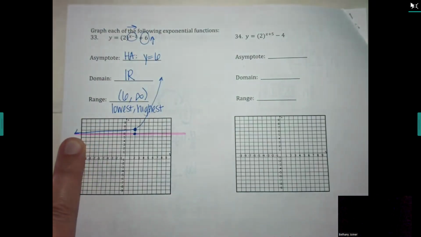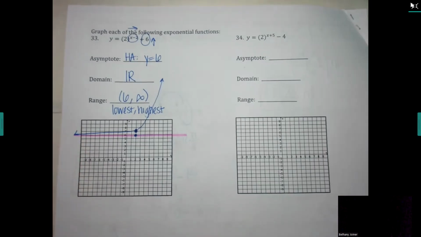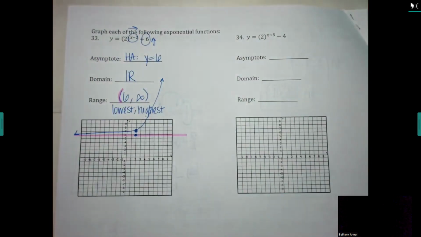Now, one other thing I want to point out to you is that does my graph actually get to 6? No, because it can't touch it. That's why this is a parentheses. Okay, and it has to be a parentheses because you can't touch 6. Okay?